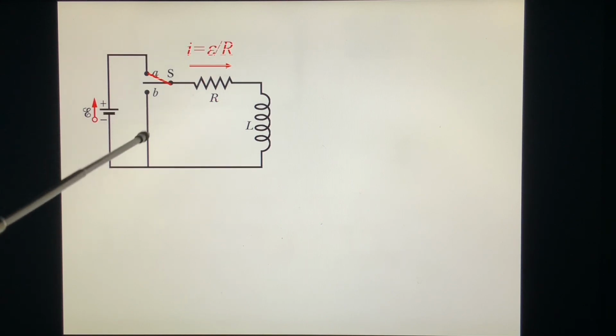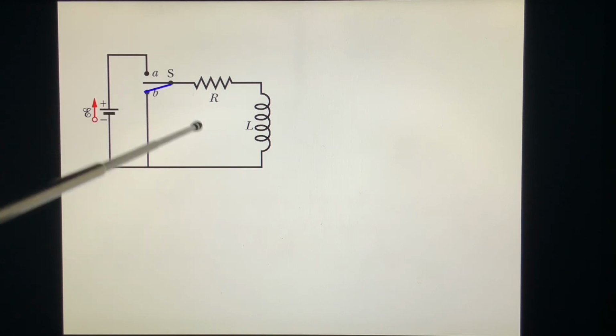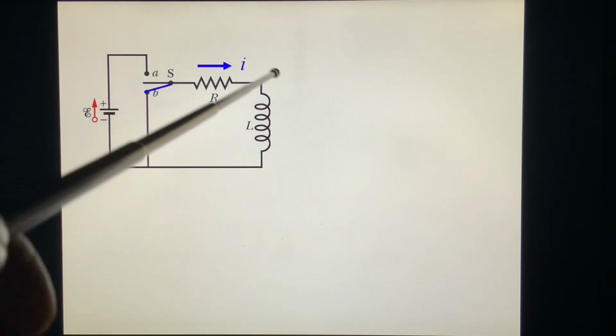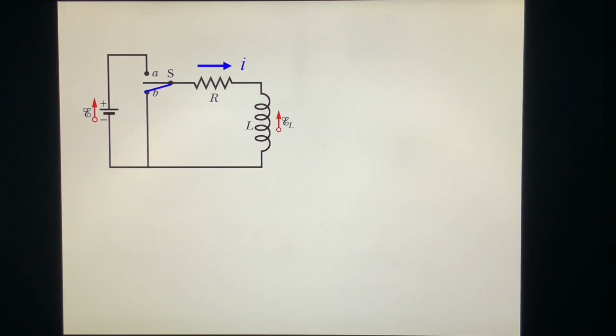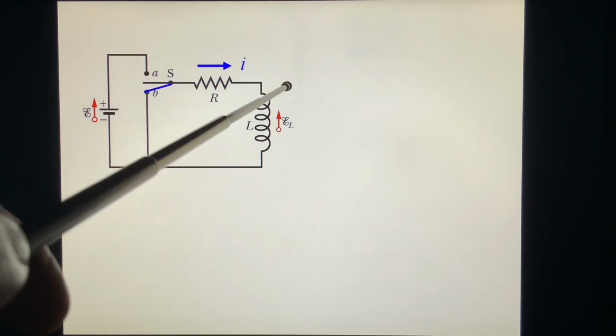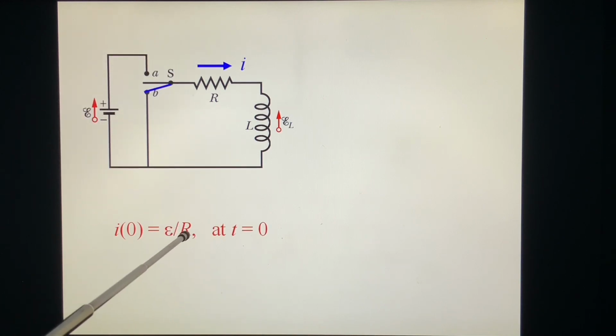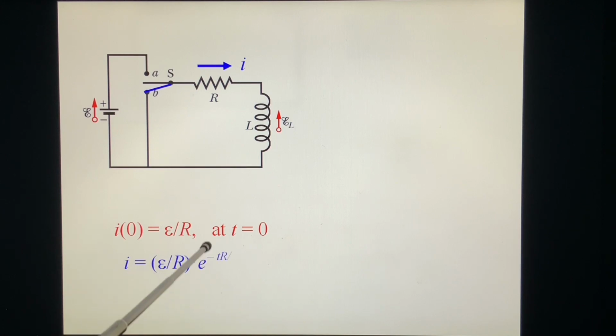Now, let's see this picture. After a long time at equilibrium, the switch is turned to B. When we shoot, the current I goes this way. We still assume an induced electromotive force going up, this is negative, this is positive. At the beginning, I0 is epsilon over R at t equals 0, because a long time has established it. And I equals epsilon over R times e to the minus t over tau, and tau is L over R.